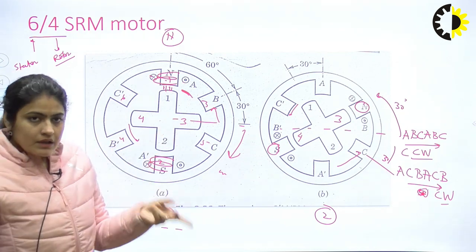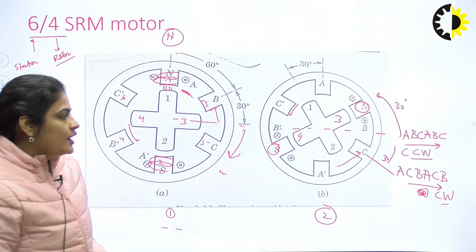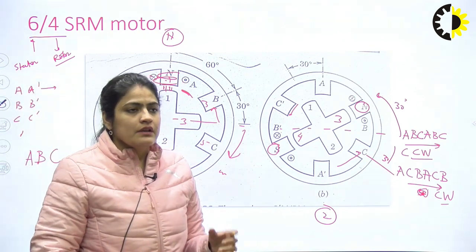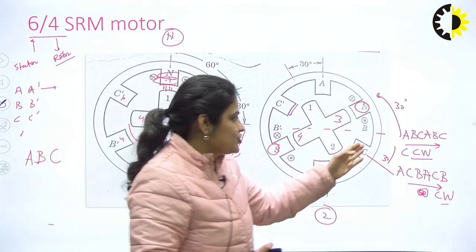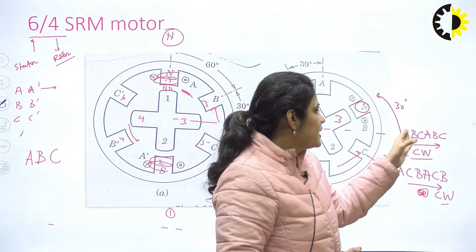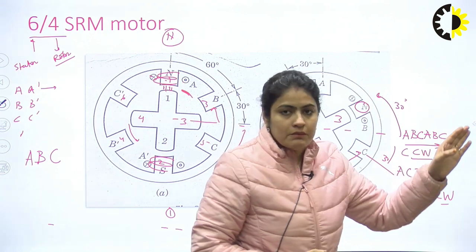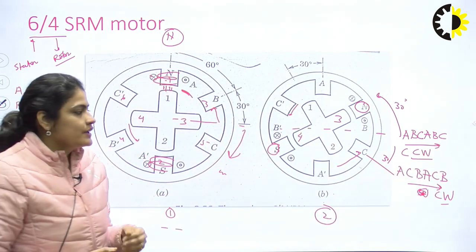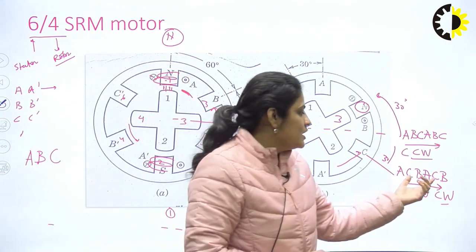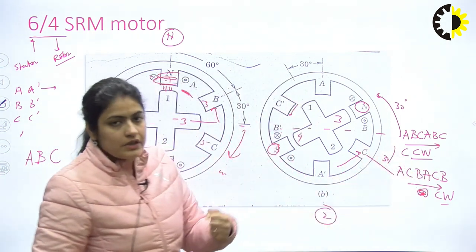in the clockwise direction. So if you are getting the rotation in the counterclockwise direction, the excitation of the phase sequence will be like this: A, B, C, A, B, C, again A, B, C. And if you want the direction of rotation to be clockwise, the phase sequence will be reversed in such a way, because this phase sequence is in your hand.